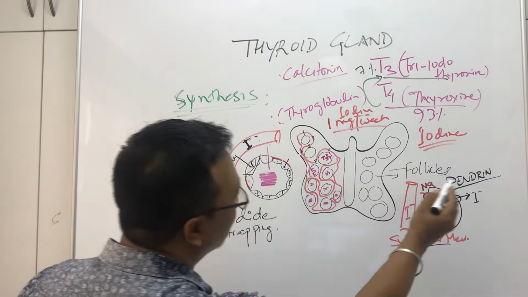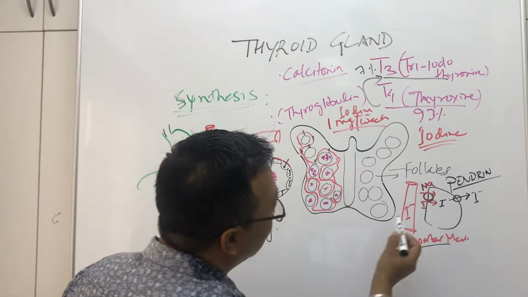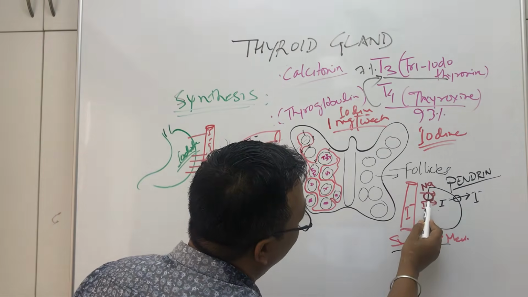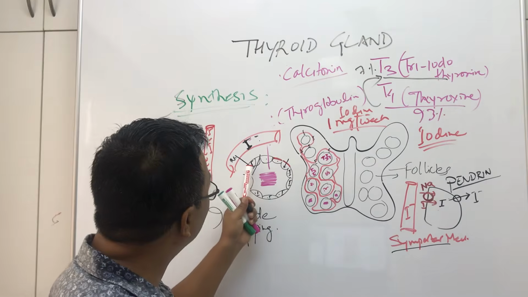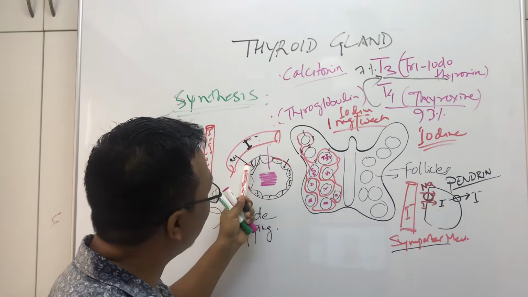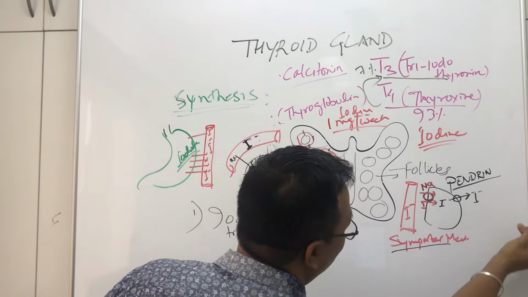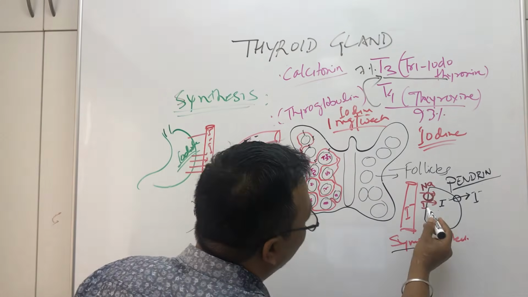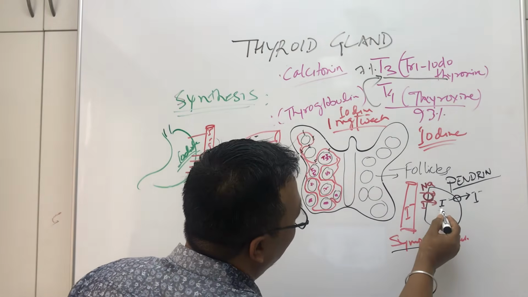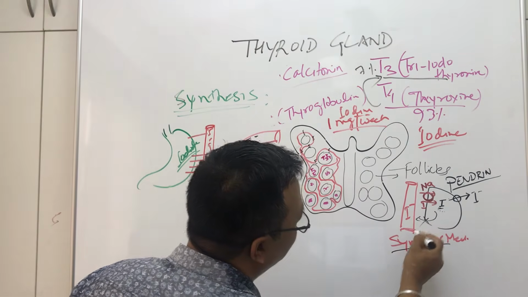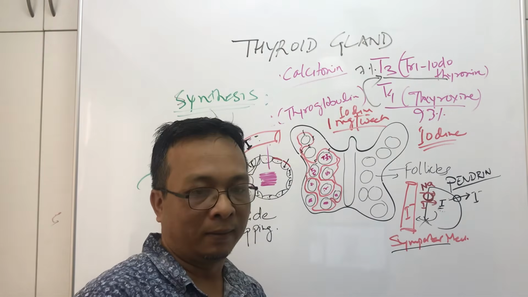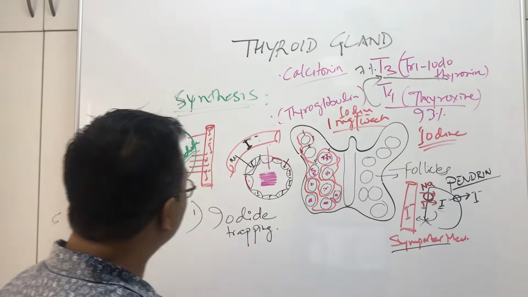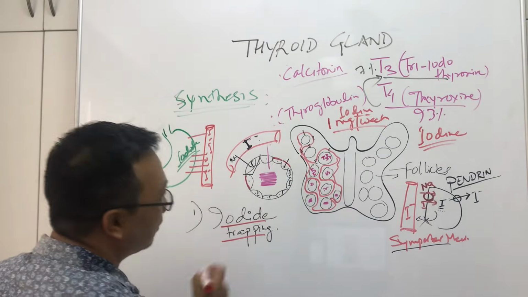So how is iodide made available? Iodide is transported by the sodium iodide symporter at the basolateral membrane, and then iodide is thrown by this pendrin molecule. Once iodide moves inside the cell, it cannot go back. It has no mechanism to go back. It cannot reverse. That's why this step is called iodide trapping.